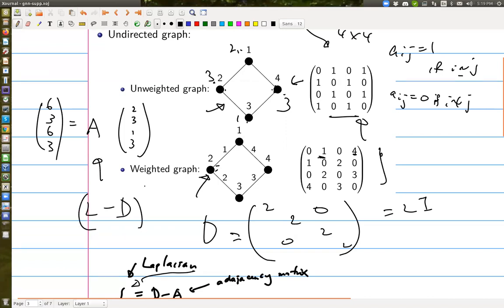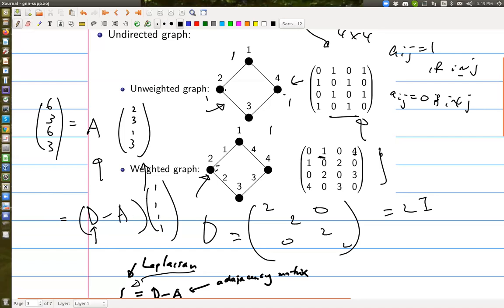For example, I can operate L on this signal. Actually, let's put the signal 1, 1, 1, 1 here. L is D minus A. D is just a multiple of the identity matrix, 2I, so I should just get 2, 2, 2, 2 here. And for A applied to this signal, it's also 2, 2, 2, 2, because for the first node it's 1 plus 1, the second node is also 1 plus 1, and so on. So actually I will get 0 here.